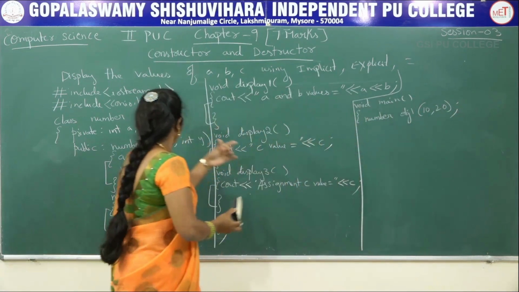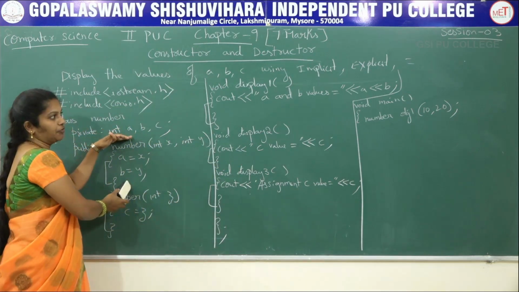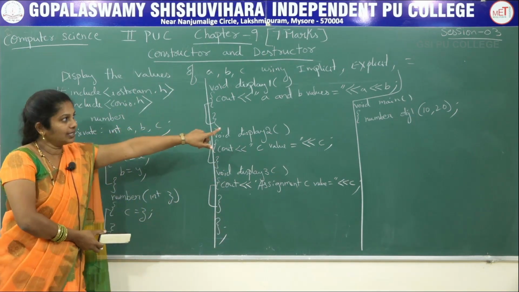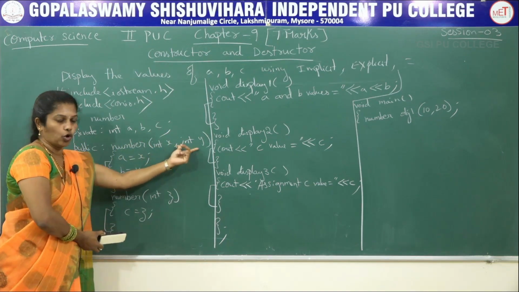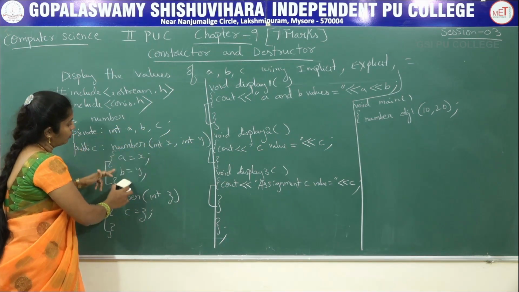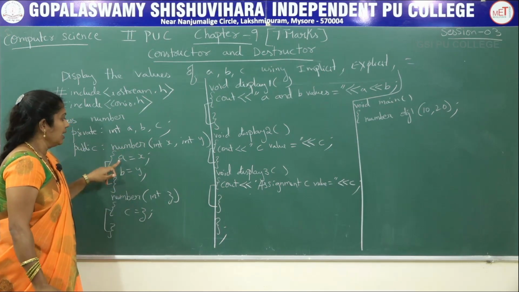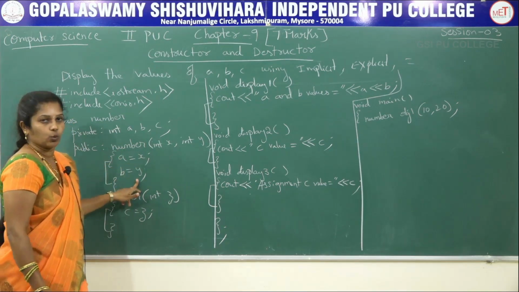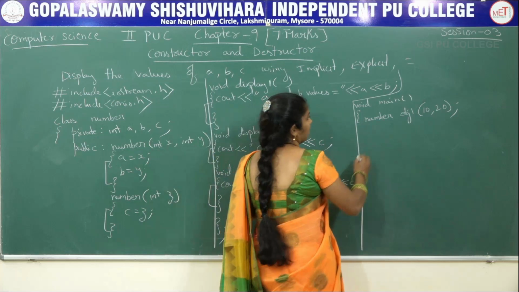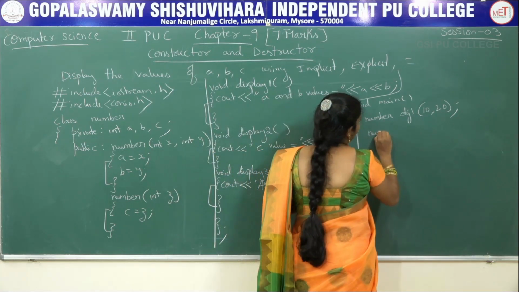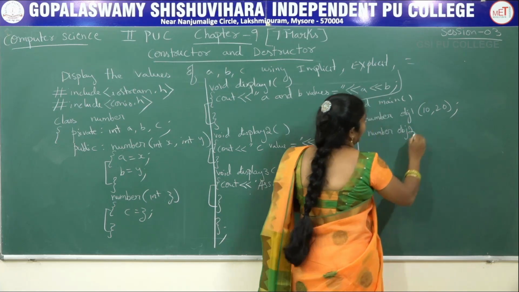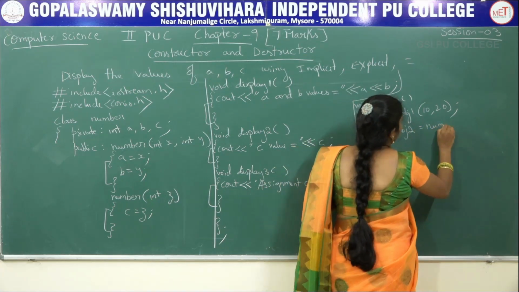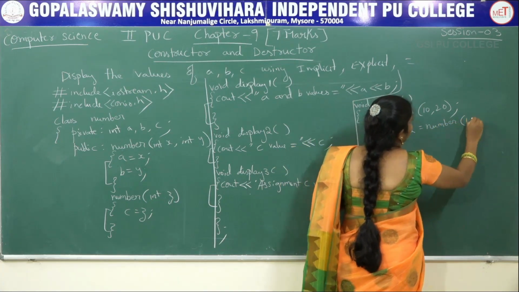When I write this line, the first constructor will execute, because object1 is the object name and it has two arguments. Then implicitly it will call this function, that is a equals x and b equals y. Next, one more object I am creating, that is Number only. Number object2 equals Number, inside the bracket I have to write 30.